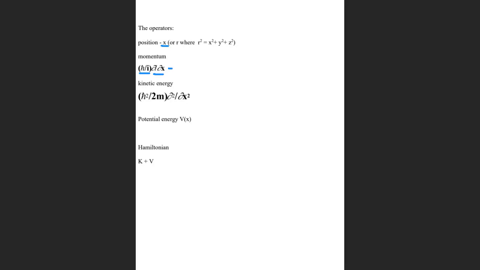This thing is often called P with a hat. So the effect of P on any function psi is to multiply it by this constant and take the first derivative. And remember, the kinetic energy has a constant out front, and is a second derivative operator.